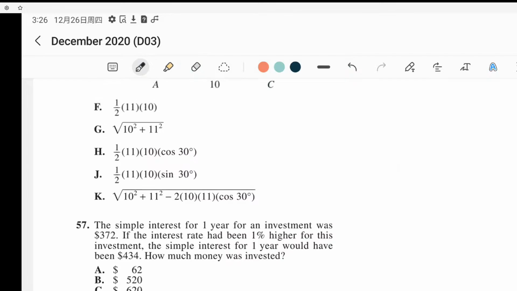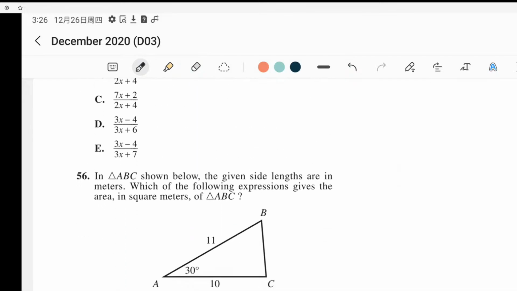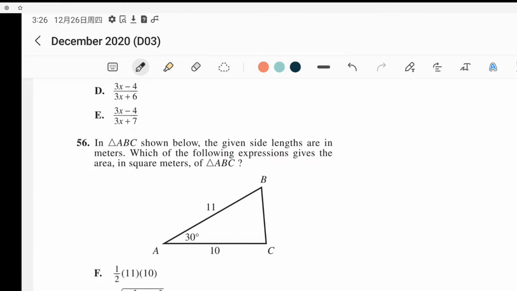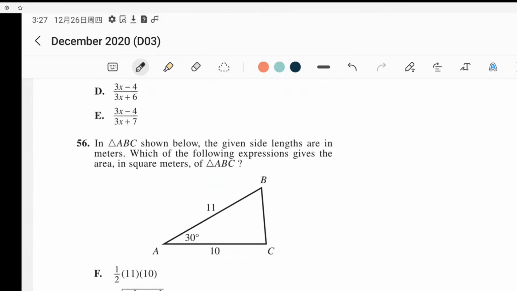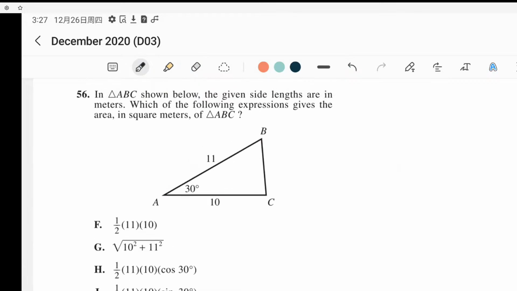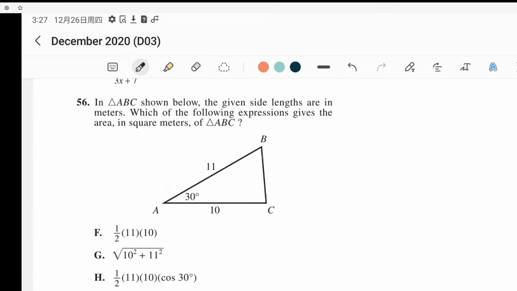Let's try 56. This looks like a geometry problem. So in triangle ABC, the given side lengths are in meters, and which of the following expressions gives us the area in square meters of ABC? One of the things that a lot of people may mess up here is that they consider this angle to be a right triangle. This is not a right triangle because we are never told that ACB is a right triangle.